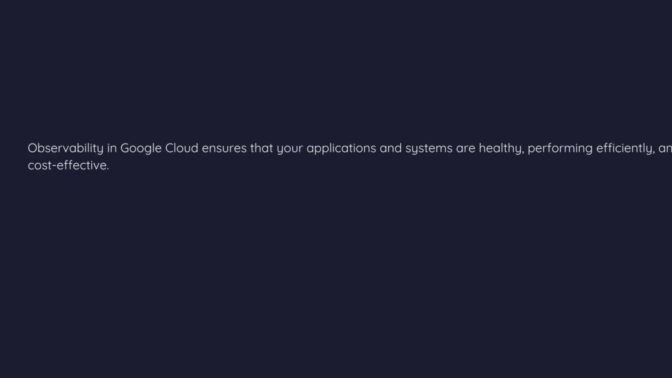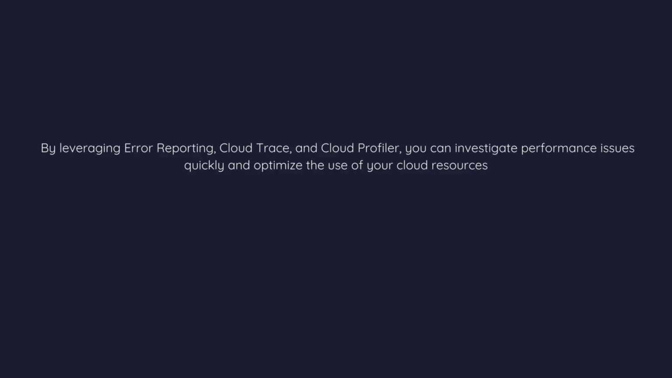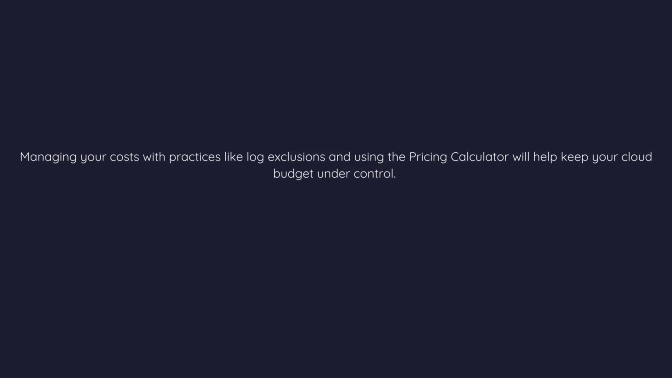To wrap it all up, observability in Google Cloud ensures that your applications and systems are healthy, performing efficiently, and cost-effective. By leveraging error reporting, Cloud Trace, and Cloud Profiler, you can investigate performance issues quickly and optimize the use of your cloud resources. And don't forget, managing your costs with practices like log exclusions and using the pricing calculator will help keep your cloud budget under control.